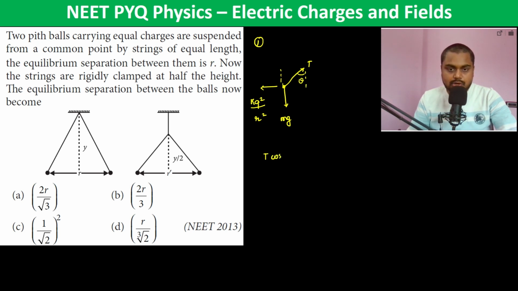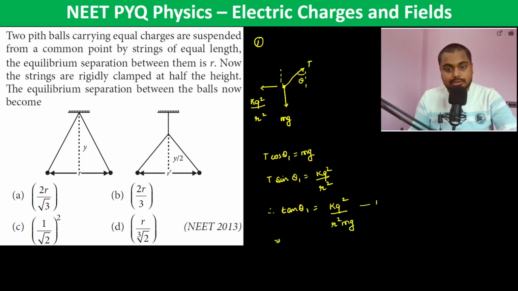So T cos theta1 is equal to mg, T sin theta1 is equal to kQ² by r². So therefore tan theta1 is equal to kQ² by r² mg. ये हो गया पहला. अच्छा, अब ये tan theta1 है क्या?